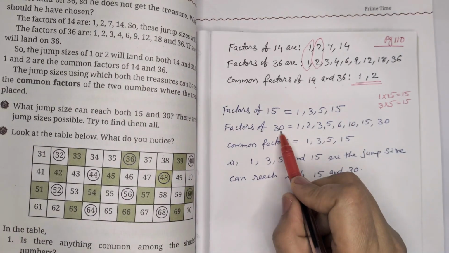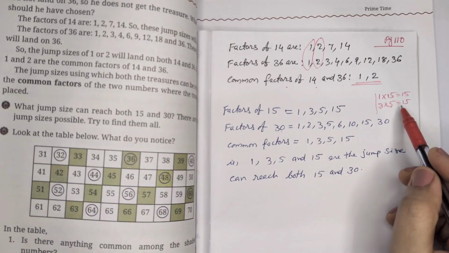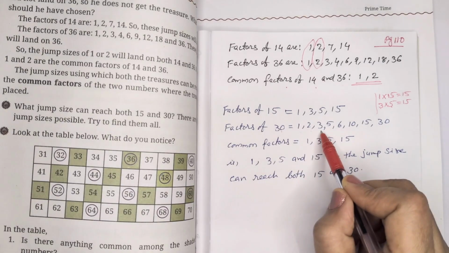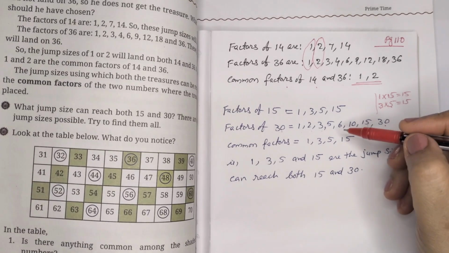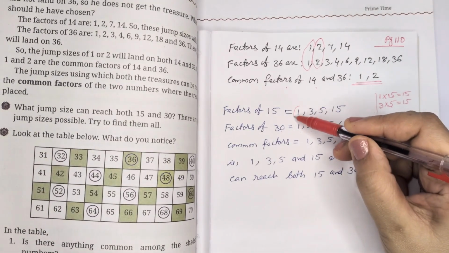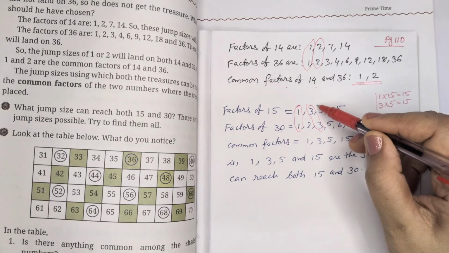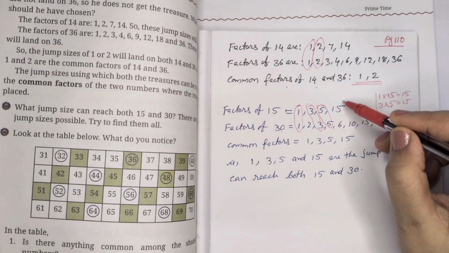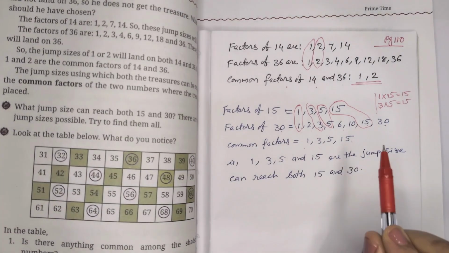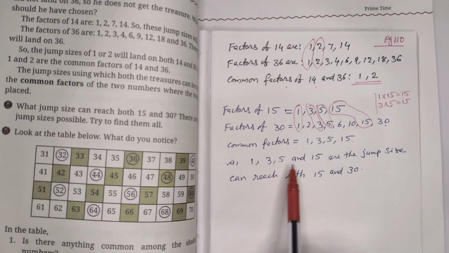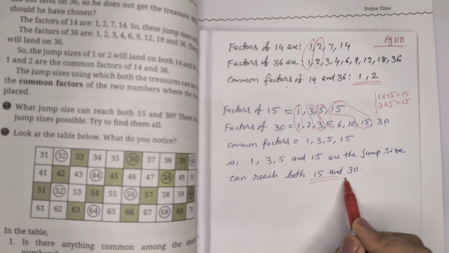Same way we can find the factors of 30 also. First we have to write the table of 30 the same way. Then we can see 1, 2, 3, 5, 6, 10, 15, 30 are the factors of 30. And from here, common factors: 1 is common. Then 3 is common in both. 5 is common. And 15 also common. So common factors are 1, 3, 5, 15. So 1, 3, 5 and 15 are the jump sizes they have to choose to reach both the numbers 15 and 30.